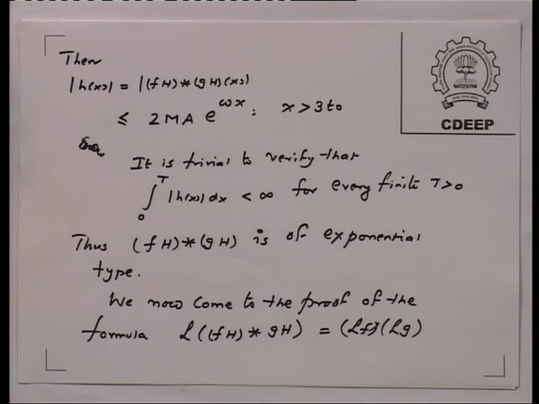Is it clear why the convolution is of exponential type? It is important to check this, otherwise I can't take the Laplace transform. Of course, another thing we have to show for exponential type is that mod of the function should be integrable over every finite interval, as a proper or an improper integral. That also has to be checked, but that is pretty easy. You integrate the function h of x dx, invert the order of integrations, and you will get the answer. The second part is pretty simple.